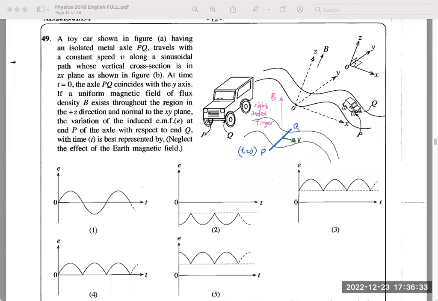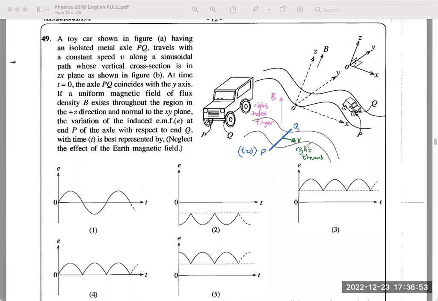No, not Q. V is the right thumb. Right thumb, correct. So tell me, what is the direction of the induced current? I think B is the right index finger pointed upwards, and V is pointed towards the right.